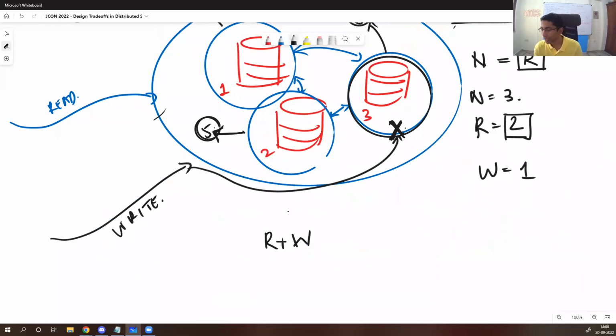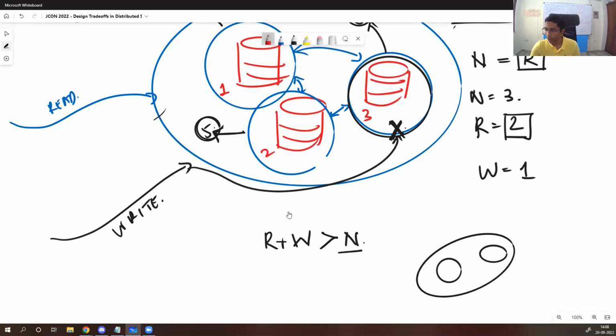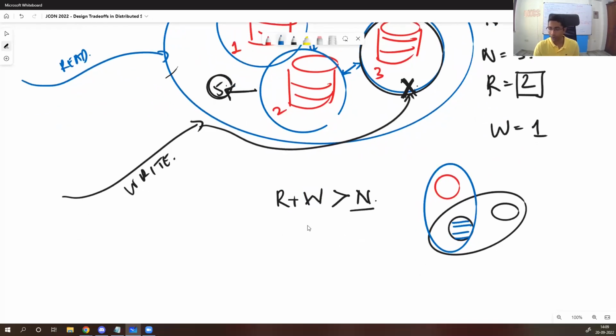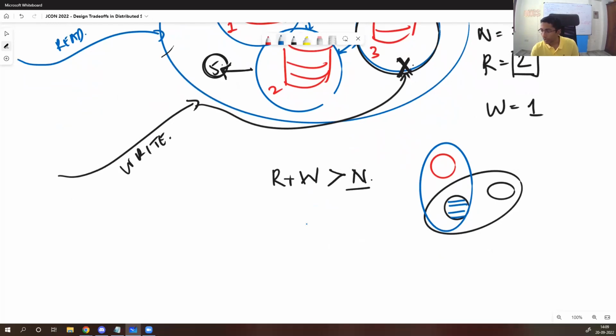We can fix it. Yes, readers plus writers have to be greater than n for us to have perfect, strong consistency. Because if you're writing to at least 2 nodes, and there are 3 nodes in total, and you're reading from 2 nodes, there has to be some intersection. In the Venn diagram of readers and writers, or by the pigeonhole principle, there will be some intersection amongst readers and writers for every data update. So you will get the latest data, if you expect at least R readers and W writers in an n-node system.